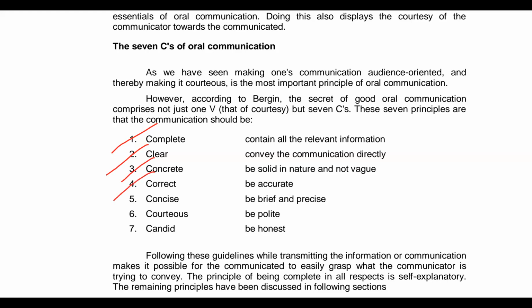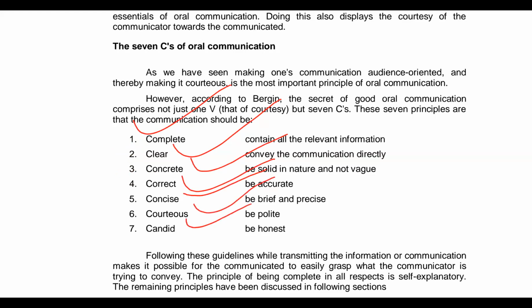Okay, it has to be correct. That is to be accurate. It is supposed to be concise. That is to be brief and precise, and cautious, to be polite, and candid. That is to be honest. So these are the 7 C's of communication. I repeat: completeness, clarity, concreteness, correctness, conciseness, cautiousness, and candidness. All right, it's supposed to be candid too. That is to be honest.